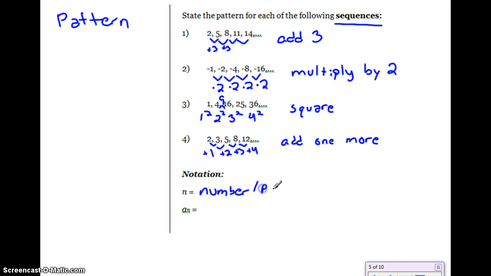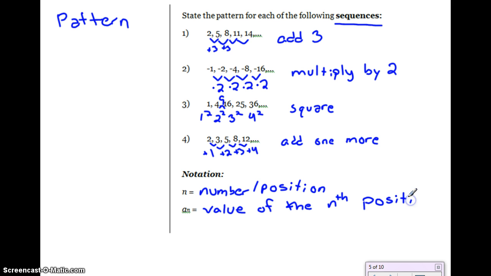The position, right? So if n is 3, we're talking about the third number in the sequence. And then a sub n is actually the value of that nth position. So for example, if you were looking at, let's look at number 4 above here, okay?